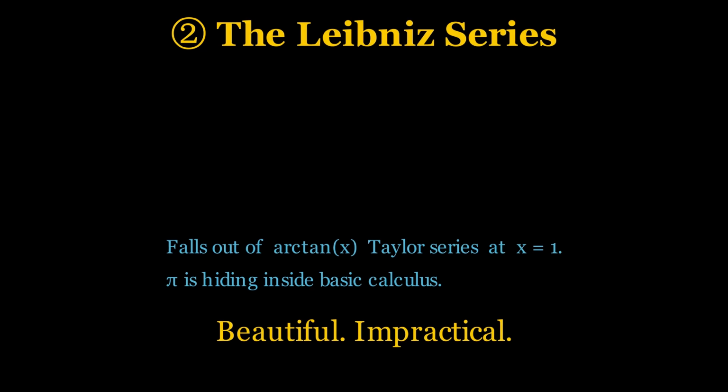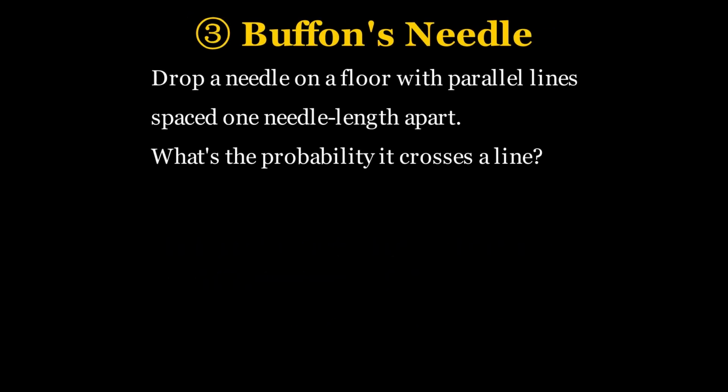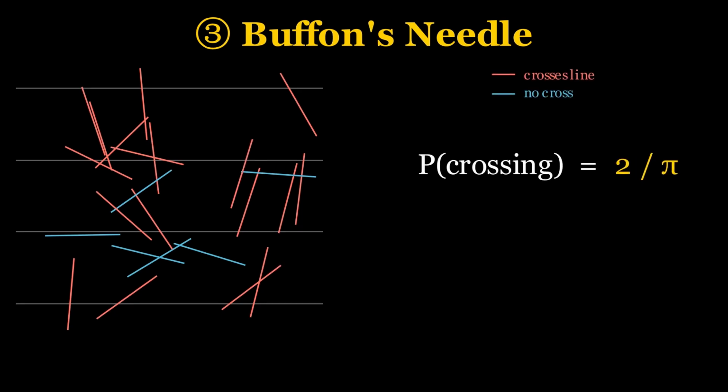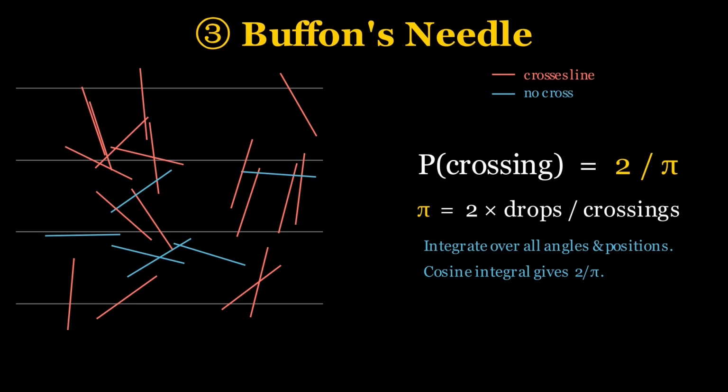Number 3. Buffon's needle. The Comte de Buffon asks, if you drop a needle on a floor with parallel lines spaced 1 needle length apart, what's the probability it crosses a line? The answer is 2 over pi. A needle. A floor. And pi falls out. The geometry involves integrating over all possible angles and positions, and the cosine integral hands you 2 over pi. To estimate pi, drop needles, count crossings, divide twice the drops by the crossings. No circles, just probability and a floor.